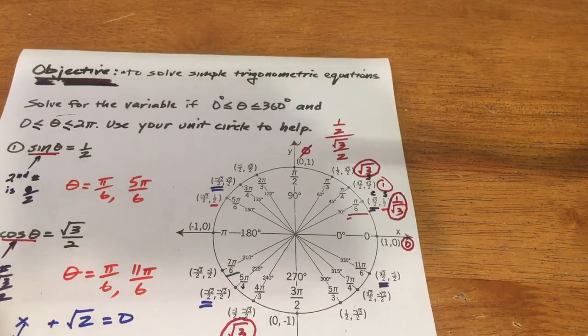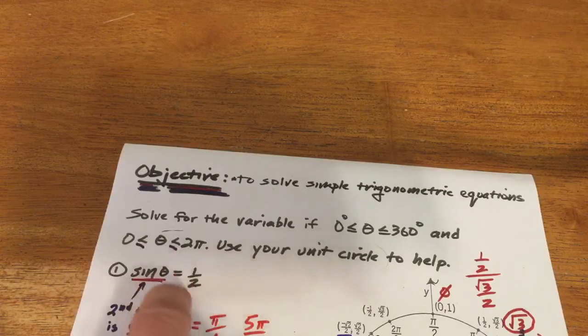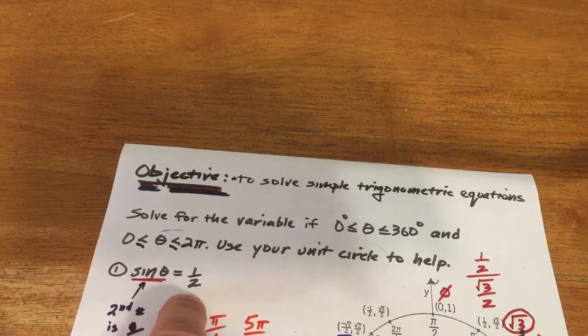We're going to take a look at some much more challenging ones, including quadratic ones and ones where the values on the right side are not the simple fractions that we're familiar with from the unit circle. We'll take a look at that later.